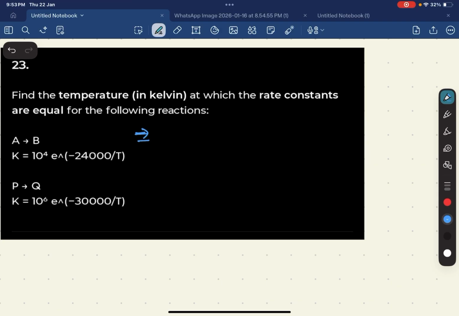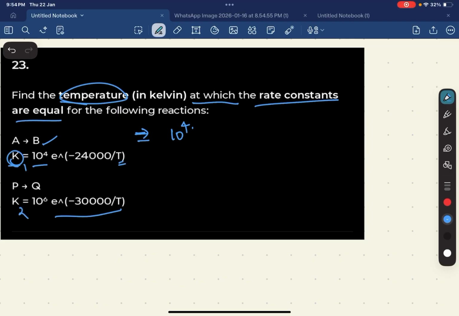So in this case they have given A to B, this is one reaction, so K value is given as 10 power 4 e power minus 24,000 by T, and in the same way this is the other equation. Now what we have to do is equate these two things. What they are asking is: find the temperature at which the rate constants are equal. So K1 equals K2, and accordingly we have to find the temperature.